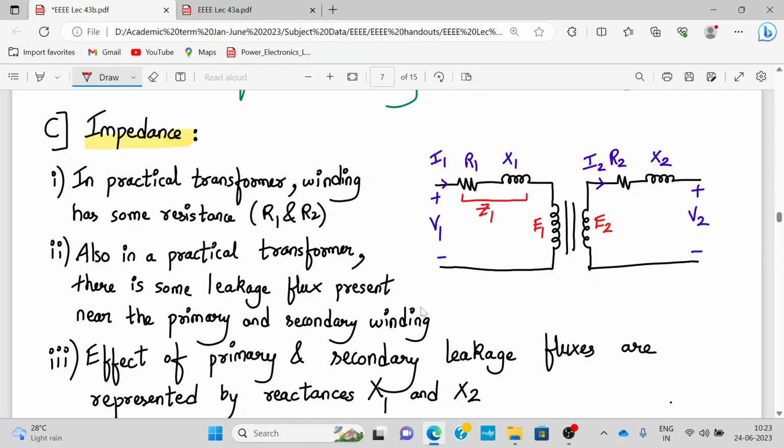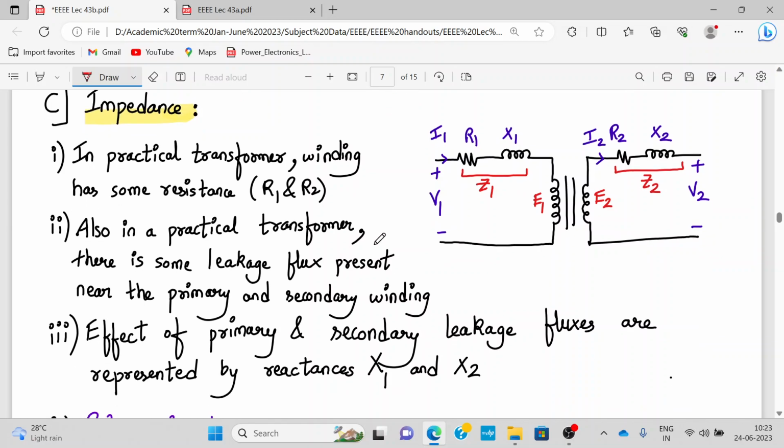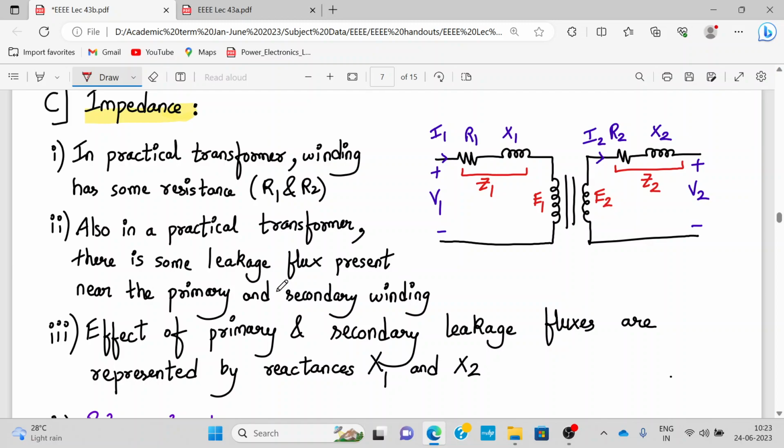Okay, and R2 X2, they are in series, we can call it impedance Z2. Now in a practical transformer, windings have some resistance R1 and R2. Also in a practical transformer, there is some leakage flux present near the primary and the secondary winding. So the effect of the primary and the secondary leakage flux are represented by reactance X1 and X2, which we have already discussed.